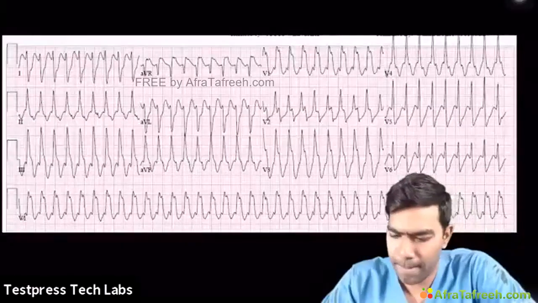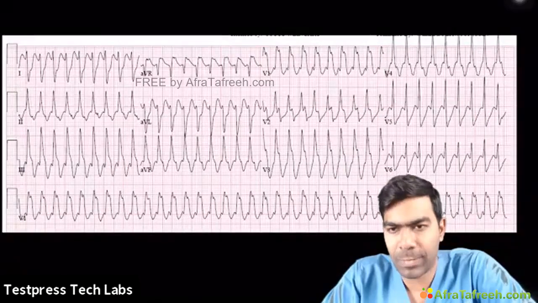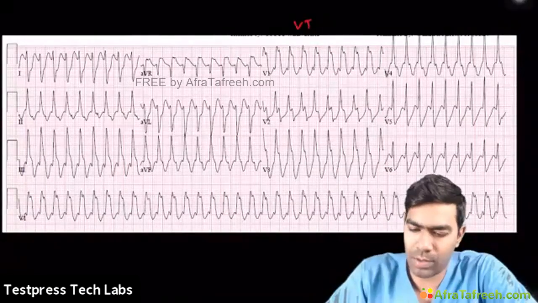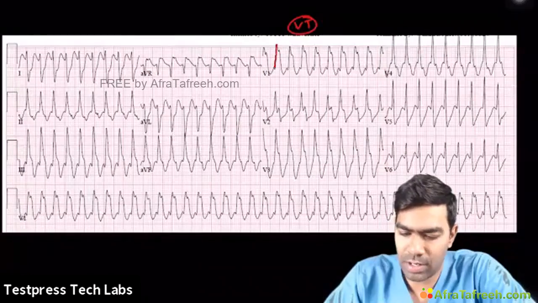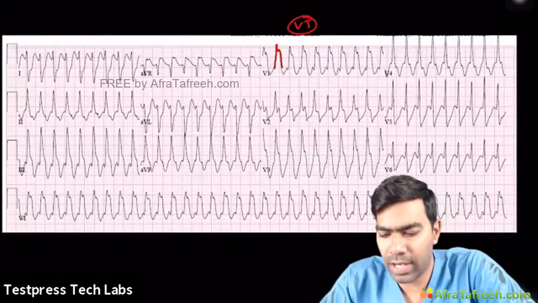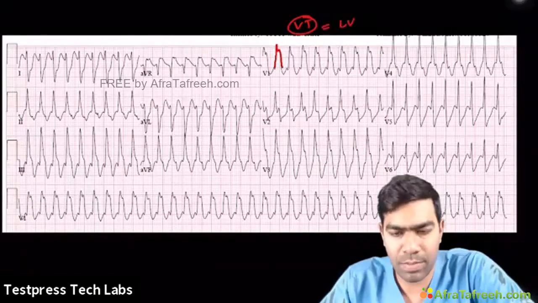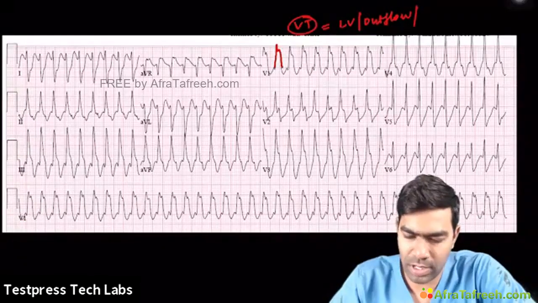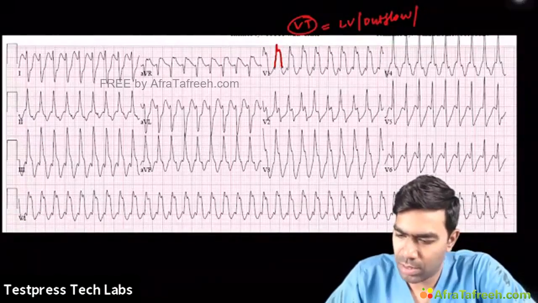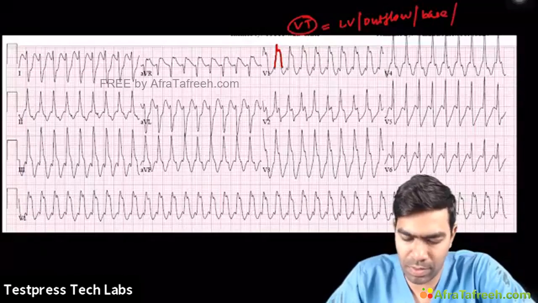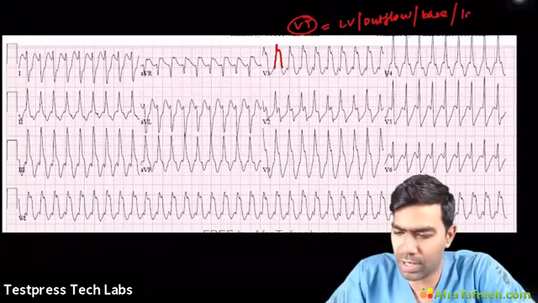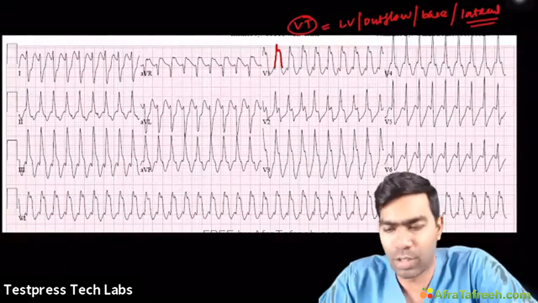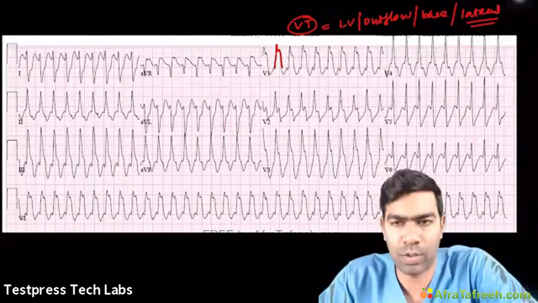So what is this one? This is definitely a VT. Straightforward, you have a sign. So surely I'm telling you it's a VT. Why is it a VT? Because you have a taller left rabbit ear compared to the right rabbit ear. So localize the VT. It's originating from the left ventricle, from the outflow tract, anterior part. At the same time, it's originating from the base. We told you already. And aVL is negative, so it's coming from the lateral side. That's all. So LV outflow base lateral. So this is the typical localization according to this ECG.